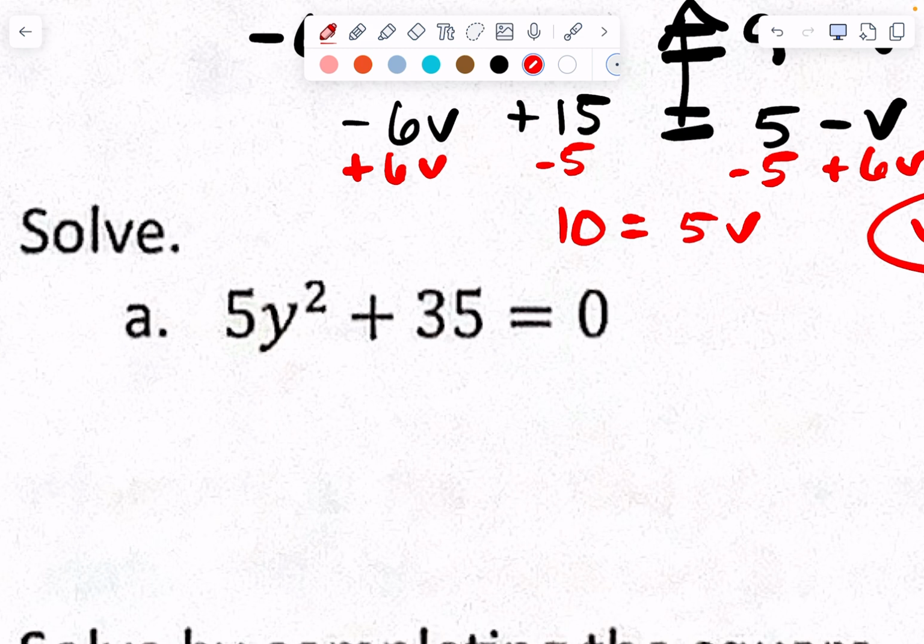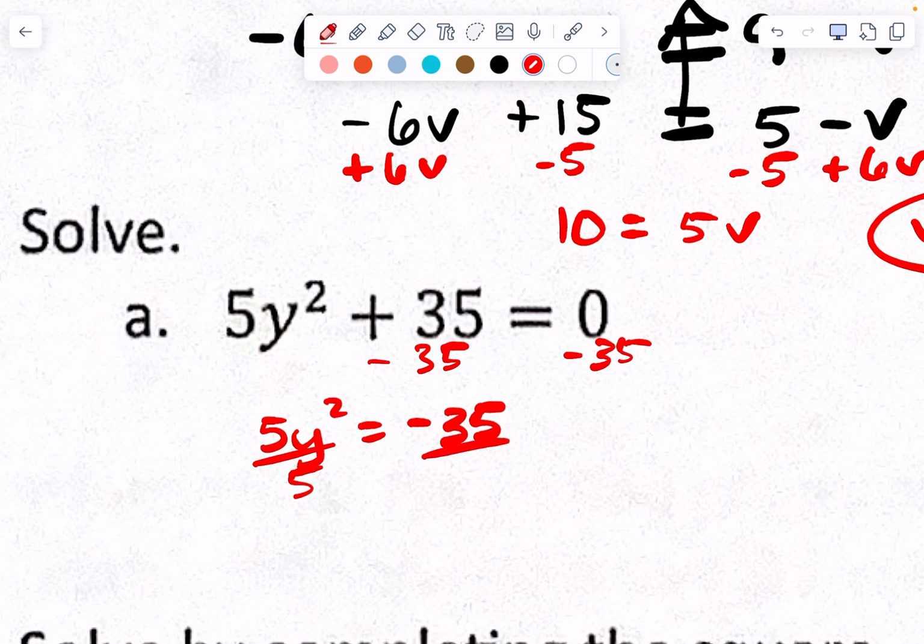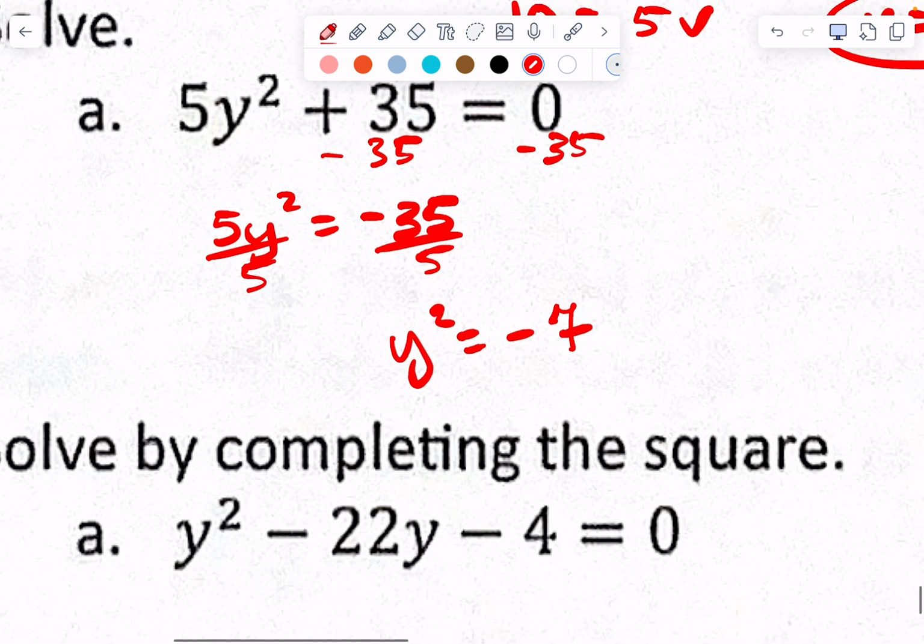Normally you don't want to move this number over if it's a trinomial, right? Like if you have y squared and a y term, but here it's just y squared, so I'm going to move it over, and then divide by 5, take the square root. So subtract 35. 5y squared equals negative 35. We're going to end up with a problem though. We're going to have an i. So divide by 5, y squared equals negative 7.